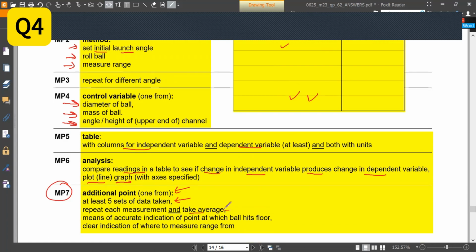Repeat each measurement and take the average. So for each angle that we do, we will repeat maybe 2 or 3 times. Means of accurate indication of the point at which the ball hits the floor. So how do we know where the ball hits the floor? So we need to maybe quickly mark down the position as soon as possible. Clear indication of where to measure the range from. So these will be the points that we can include. So with this, we finish the whole paper.